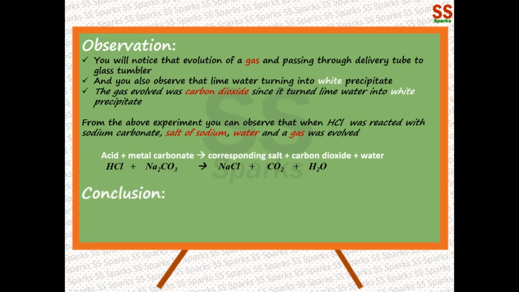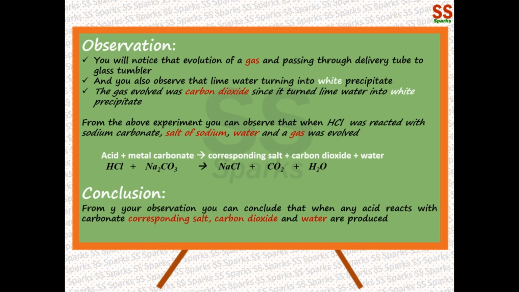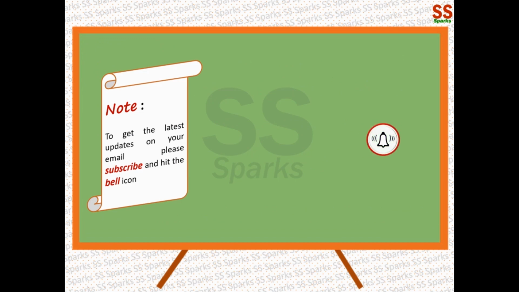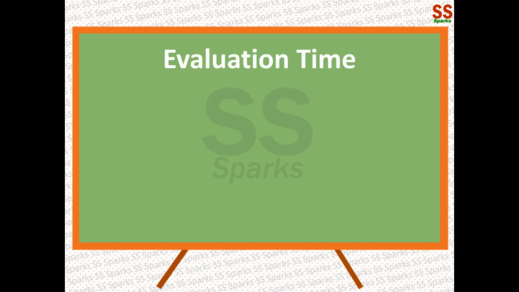From this activity, we can come to a conclusion that during the reaction between an acid and a metal carbonate, the corresponding salt, carbon dioxide and water will be produced. It's time to test yourself.